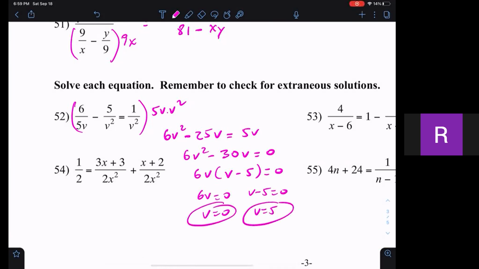And you need to check which one doesn't work, right? So 0 doesn't work right away, I can tell. 5, it's okay. So this is the answer. This is extraneous. Okay.